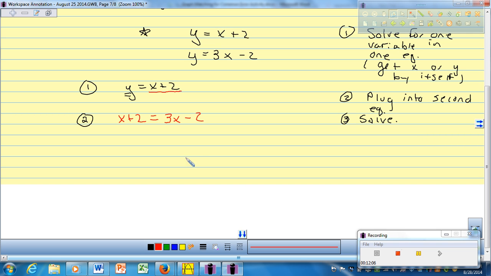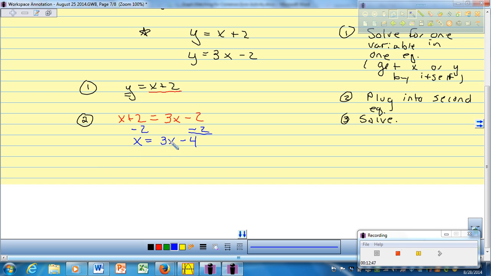So, how do we solve this guy? We want the x's on one side, and the numbers on the other. Sure, I can subtract 2 from both sides, and that leaves me with x equals what? 3x. Hold on, 3x minus 4, right? Those two combined. All right, and now what?